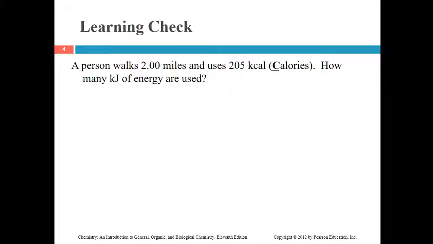So let's use our dimensional analysis to figure out if a person walks 2 miles and uses 205 kilocalories, i.e. calories with a big C, how many kilojoules of energy are used? All right, so let's look at our dimensional analysis, how we're going to set this up and do this.